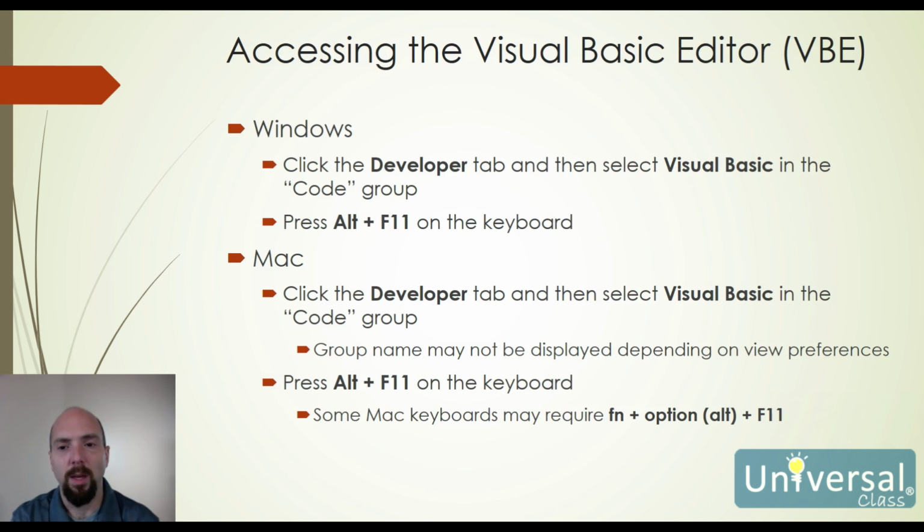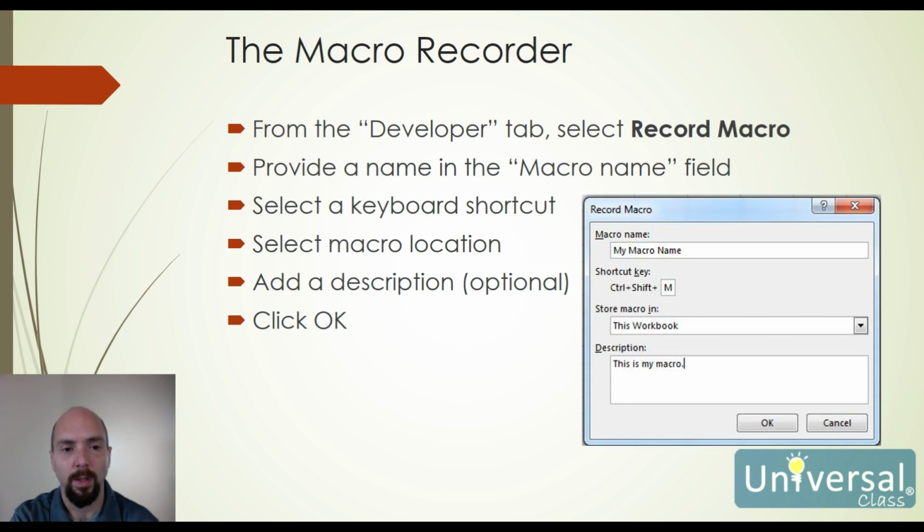Alright, so how do we get to that window? In Windows, we go to the Developer tab and select the Visual Basic button, or on the keyboard we can press Alt F11. On a Mac, we have to go to the Developer tab and go to the Code group. The group name is not displayed unless you put a check mark in the Group Titles box when you turn on the Developer toolbar. Same thing, we can press Alt F11. However, on some Mac keyboards, you may have to press Function Option, which is your Alt key, F11, to access it.